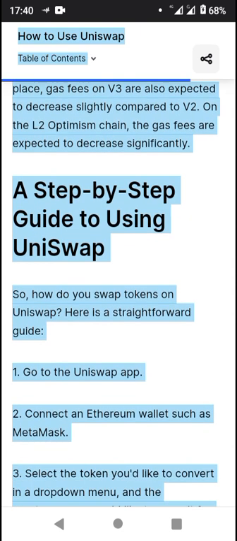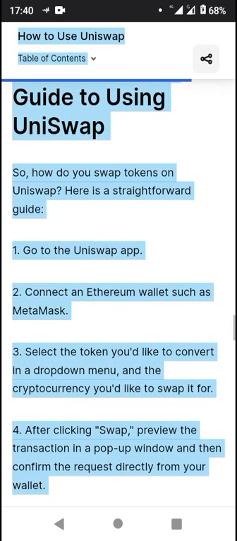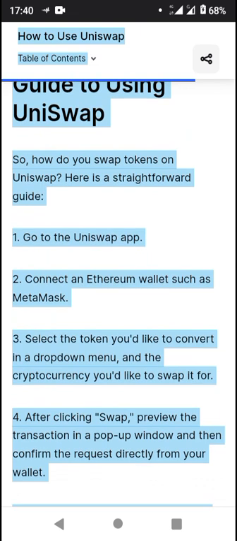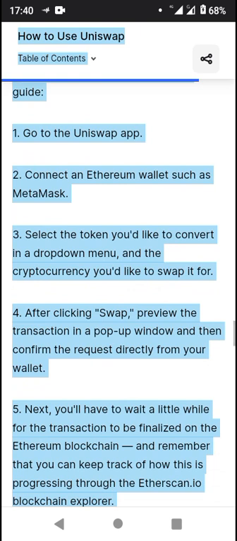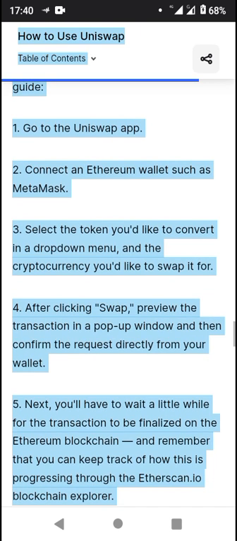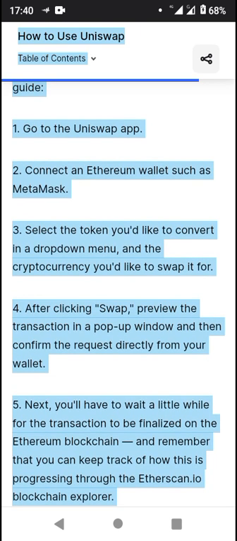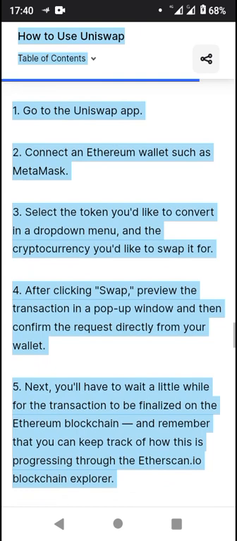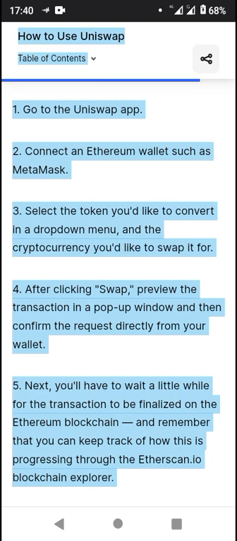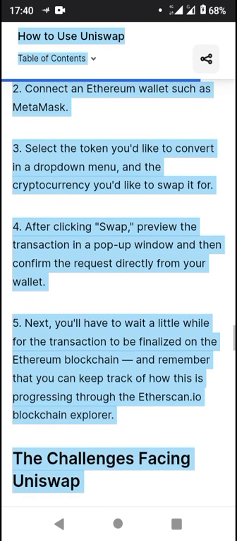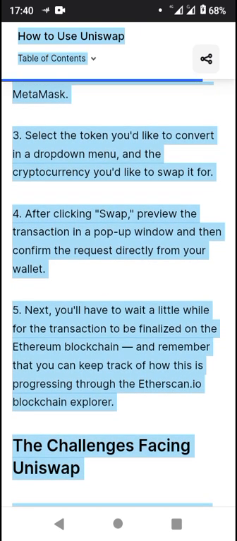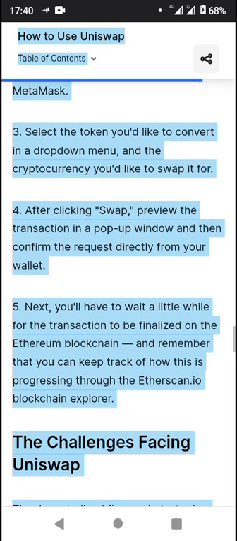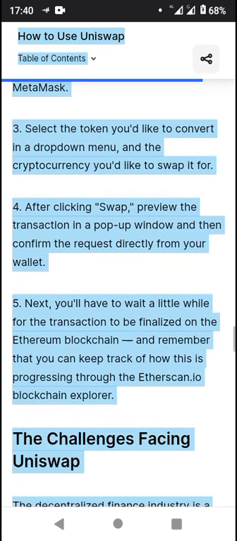Looking at a step-by-step guide to using Uniswap. So basically, it's a straightforward guide. You need to go over to the Uniswap app. Once there, you need to connect your Ethereum wallet, such as MetaMask or whichever wallet you want to utilize in this procedure. Select the token you would like to convert in a drop-down menu and the cryptocurrency you would like to swap it for. After clicking swap, preview the transaction in a pop-up window and then confirm the request directly from your wallet.